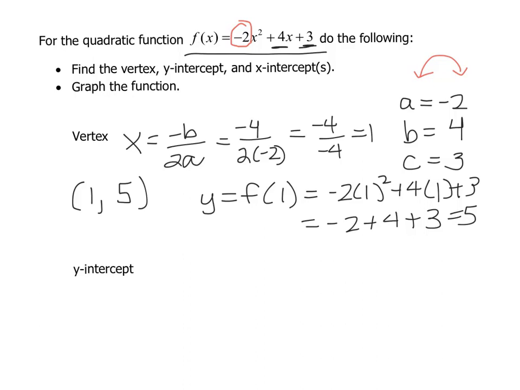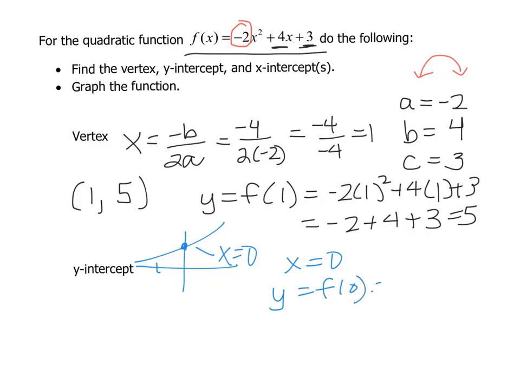The y-intercept occurs at the place where the graph crosses the y-axis. At any point on the y-axis, x is 0. To find the y-intercept, you set x equals 0, so we're going to evaluate our function at 0. That's negative 2 times 0 squared plus 4 times 0 plus 3. It's 3. So the y-intercept is always that constant term.